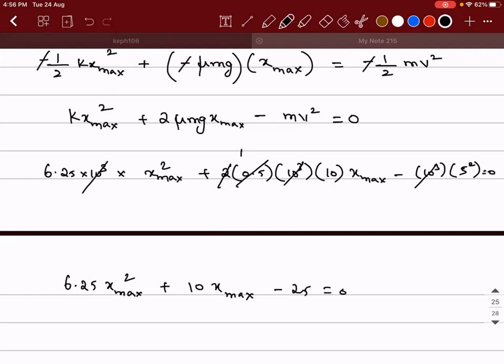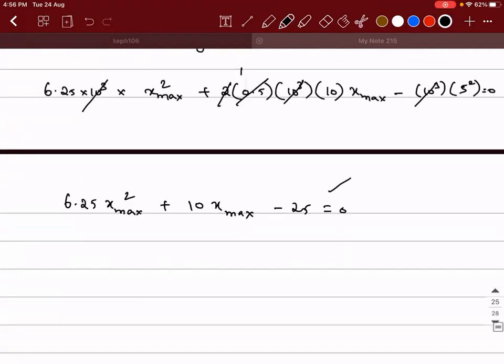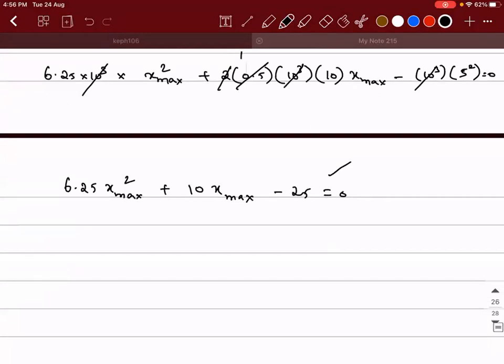All are divisible by 5. Simplify and then solve. You can use the formula minus b plus or minus root of b square minus 4ac by 2a, the quadratic equation formula. As I told you, you will get two values of x max. The one which is negative should be ignored. The one which is positive should be taken into consideration, because x max is length, length is distance, and distance cannot be negative. Clear, guys?